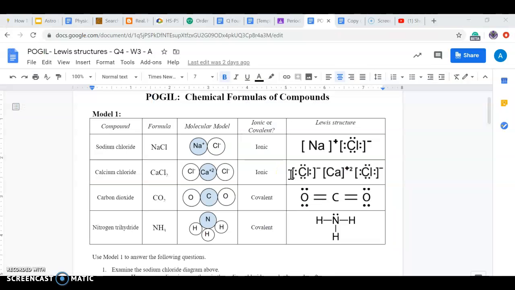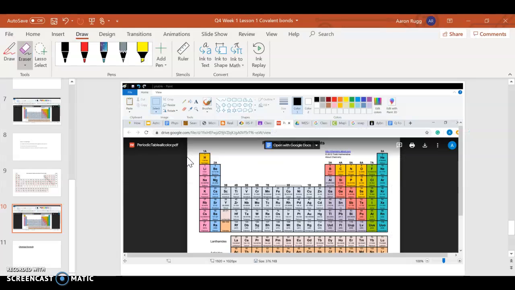If I go back to the model, I have sodium and chlorine. Let's look for those guys. Sodium is here and chlorine is here. So I have a metal and a nonmetal. That tells me it's going to be an ionic bond between the two. And by definition, an ionic bond is going to be a transfer of electrons. So let's go over here.